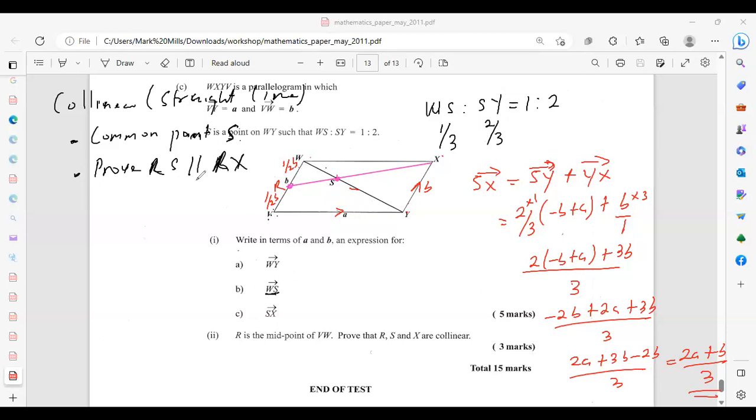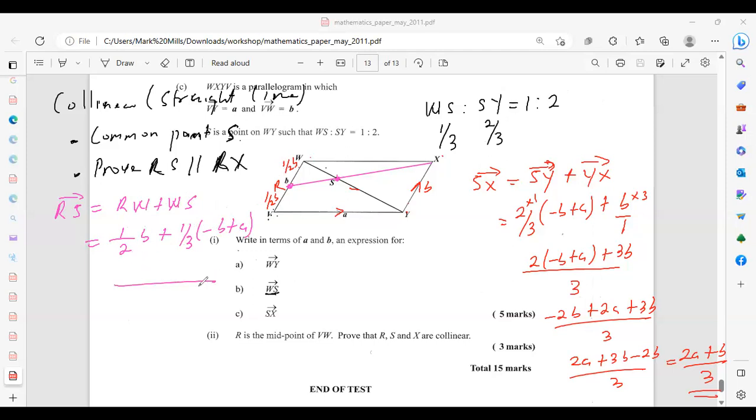So what I am going to do: they never asked me to find RS, so I'm going to find RS first. RS will be RW plus WS. So RW is half B plus WS, which is 1/3 of negative B plus A.